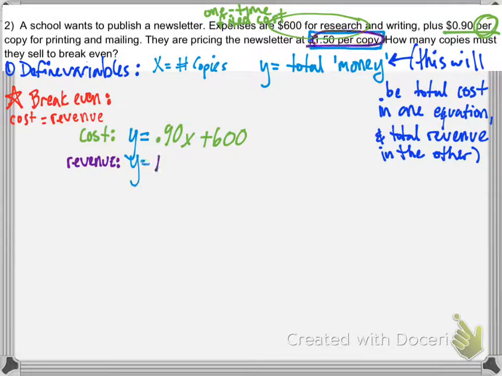And then for the revenue, we're going to have $1.50 per copy. That's just the money coming in. Revenue means money coming in. Profit is when you subtract cost from the revenue.